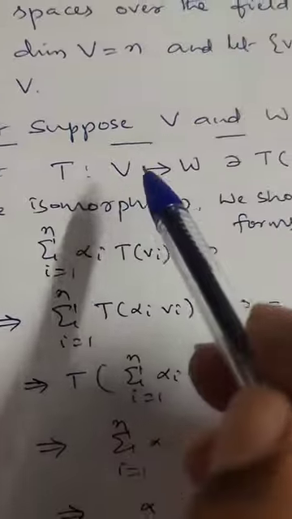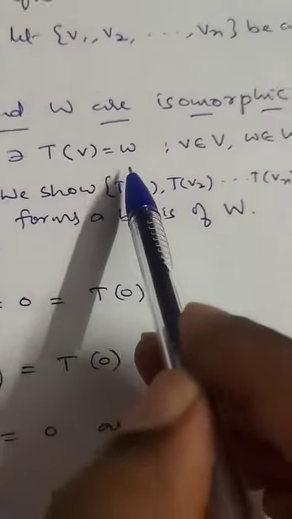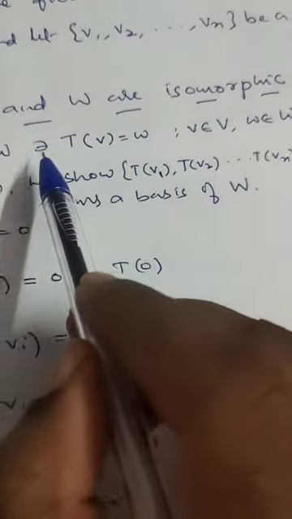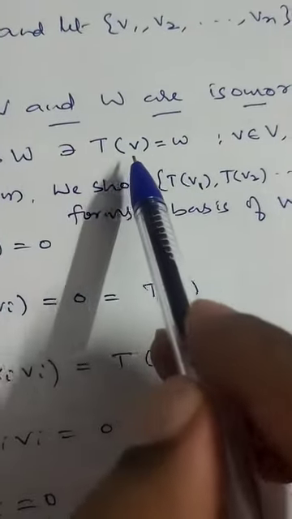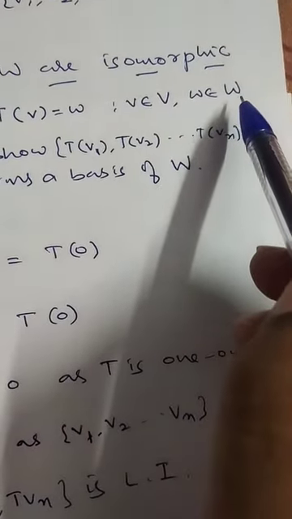Okay. For this, let T be a mapping from V to W such that T of v is equal to w, where v is an element of V and w is an element of W.